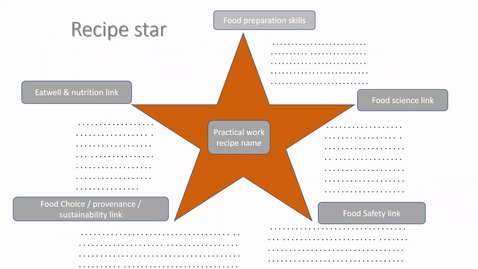Some teachers like to use this 5-star page. I've shared it previously when I've been presenting to teachers. Each of the points of the 5-star will lead to key information that could be tagged to a recipe, such as a key point linking to the Eat Well guide or nutrition fact, a key point that picks up on skills in food preparation or cooking method or maybe heat transfer, a key food science term, as I've just mentioned, and something that links the recipe with food safety. And finally, something that draws attention to perhaps sustainability, food provenance, seasonality, or consumer food choices.